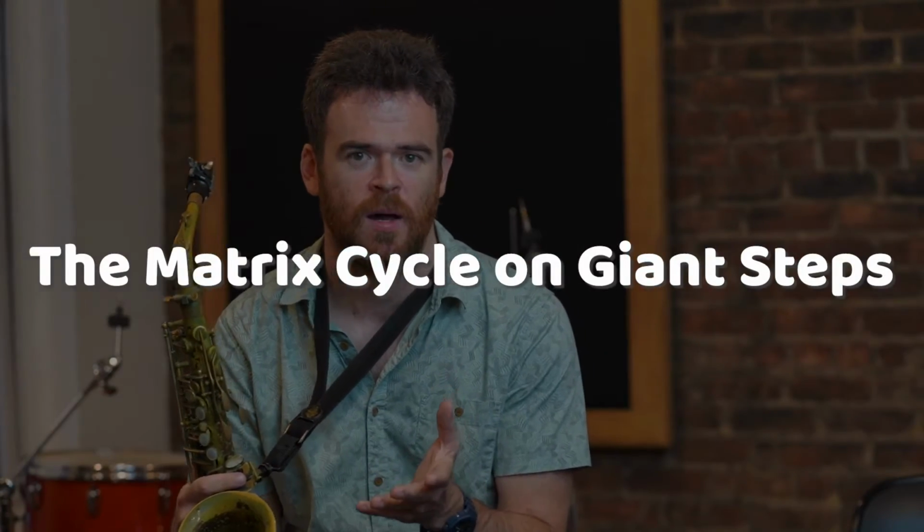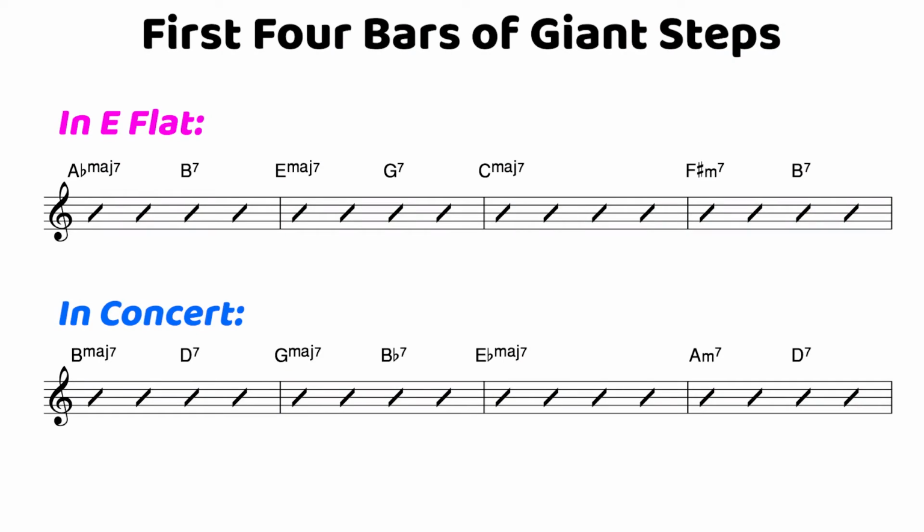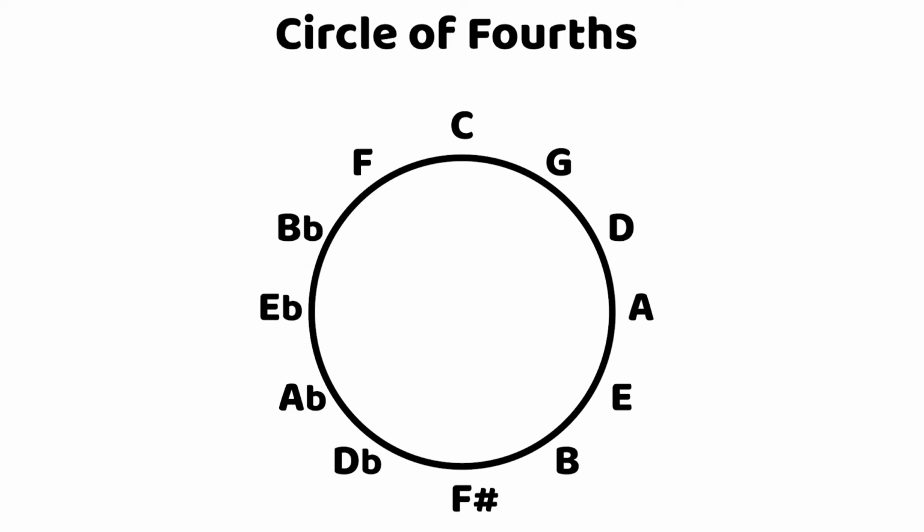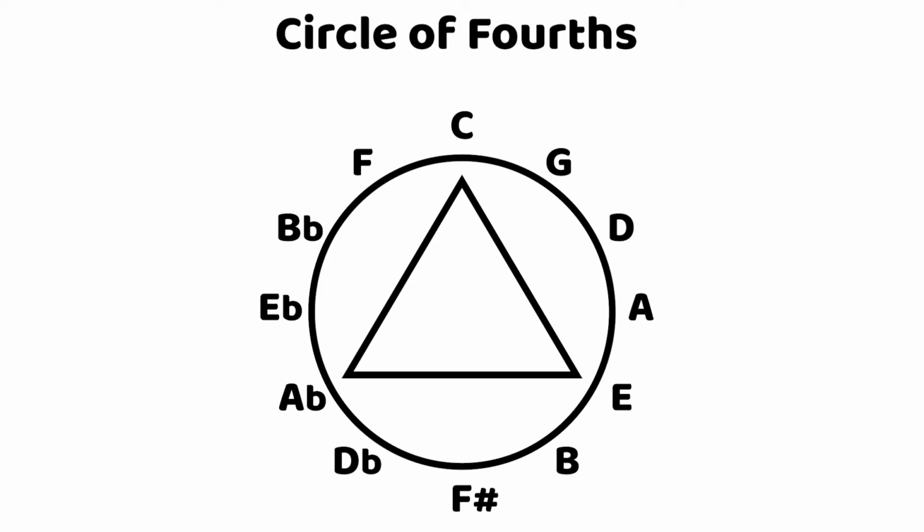So from here, let's go into how the matrix cycle is used on Coltrane's tune Giant Steps. Looking at the chord changes to Giant Steps, the key centers are all related because they're a major third apart. And this is our matrix cycle. If we relate that to the circle of fourths, we can see that this basically splits our octave up into 3 equal parts. Starting on C, if we move up a major third, we land on E. If we move up another major third, we're on E flat. And then if we move up yet another major third, we're back to C again, completing our matrix cycle.